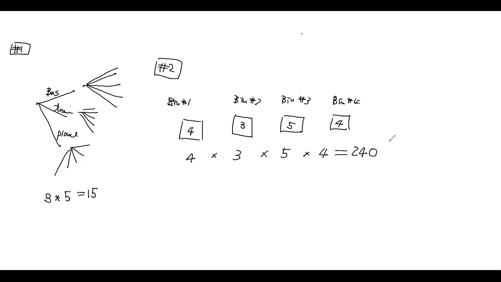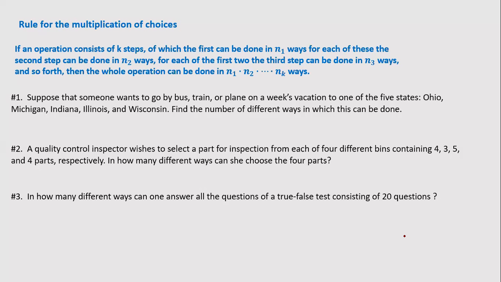Okay, so that's pretty easy. Now the problem number 3. Let's take a look at it. Problem number 3 asks: in how many different ways can one answer all the questions of a true and false test containing 20 questions? Let's see how I can do it, so let's go back to my whiteboard here.